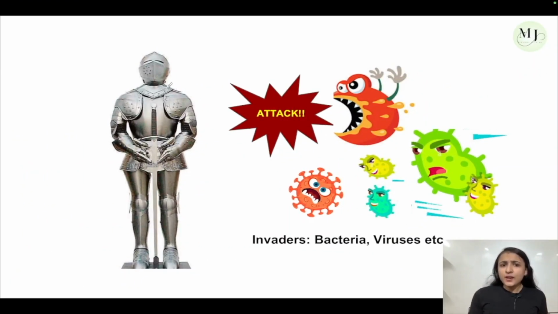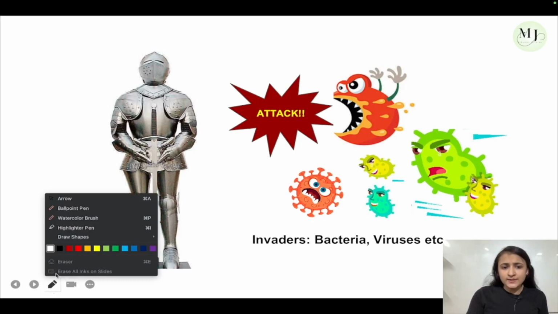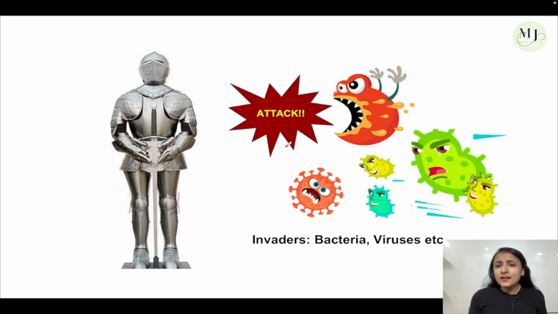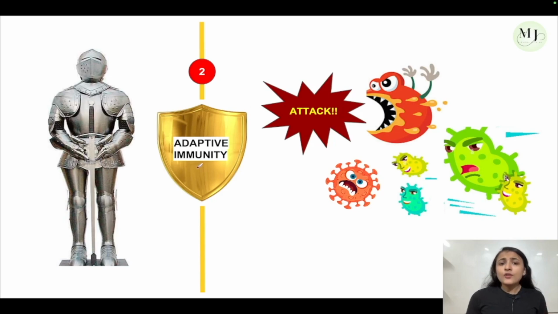So picture this. Consider your body is like a fortress and is under constant attack by invaders like bacteria, viruses, and more. But fear not, for we have an amazing defense system in place, which is known as the adaptive immunity. It is also known as the second line of defense. This system is more efficient than the innate immunity system because it is specific and can differentiate between different kinds of pathogens. It is also memory based. We will study more about this later on.